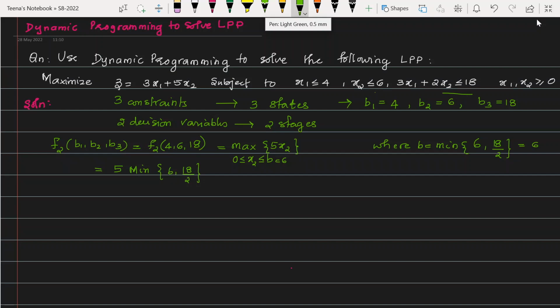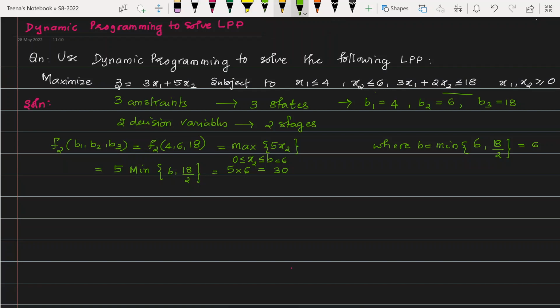So only the minimum among the different possibilities satisfies the two constraints simultaneously. Hope the idea is clear. So the maximum of x2 is the minimum among the different possibilities. So hence we have 5 into 6 equal to 30. Okay. So hence we have the second stage, which is actually considered first.